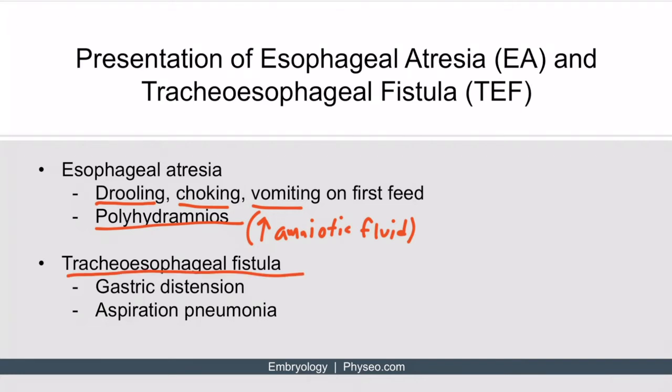Now, if a tracheoesophageal fistula is present, then gastric distension will also be present and seen on X-ray. This, of course, would be absent in a baby with a pure esophageal atresia because the esophagus ends in a blind pouch and no air can get into the stomach.